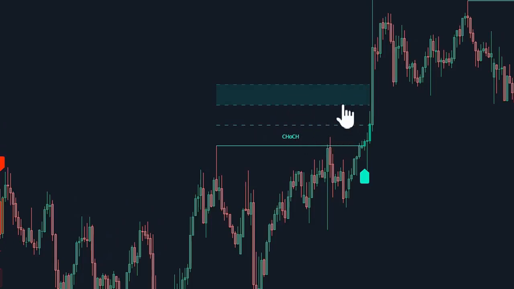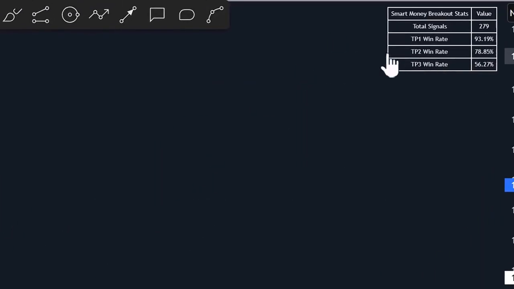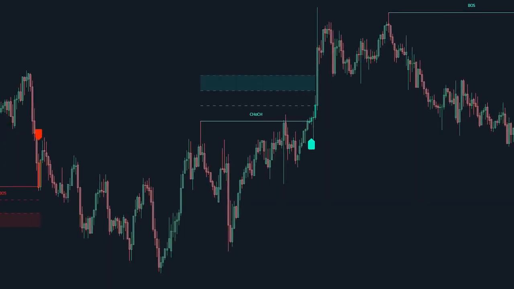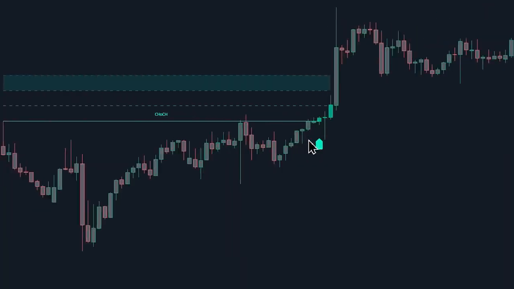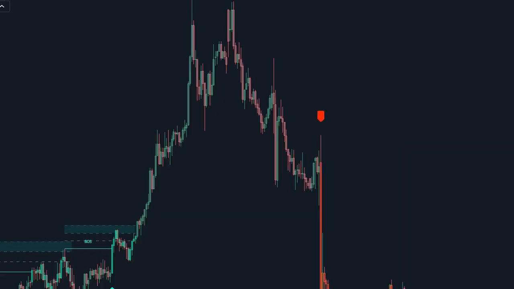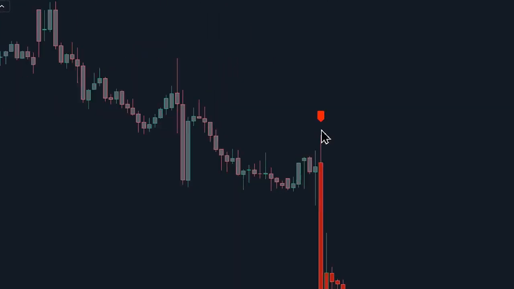There is also a stats table that shows a summary of these take profit hits, the win rate, and the total number of signals. But it's not necessarily a reliable way of testing the success of this indicator. Finally, you'll see entry signals in form of arrows. A green upward arrow represents a potential entry point for a long position, while a red downward arrow represents a potential entry for a short position.